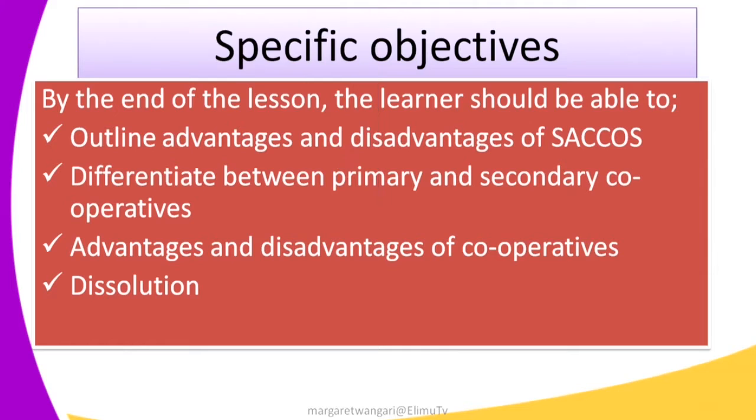Let's now look at our specific objectives for the lesson. We are going to continue with cooperatives, and by the end of the lesson you should be able to outline the advantages and disadvantages of SACCOS. You should also be able to differentiate between primary and secondary cooperatives. Remember, I told you that we can categorize all the cooperatives into two, either primary cooperatives or secondary cooperatives. We are going to look into these in detail in the course of our lesson.